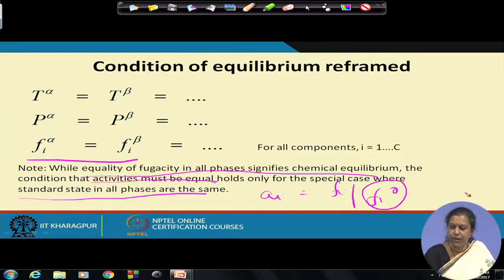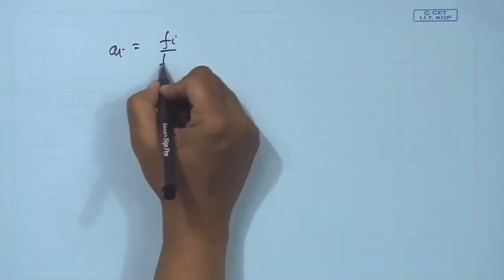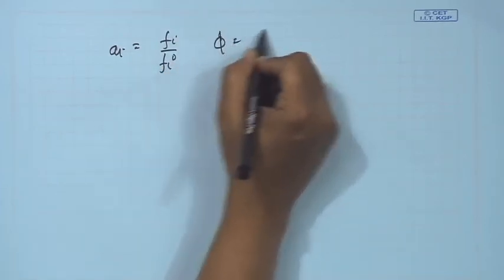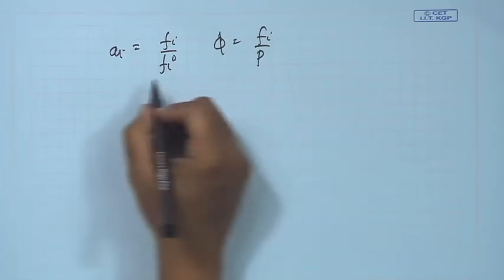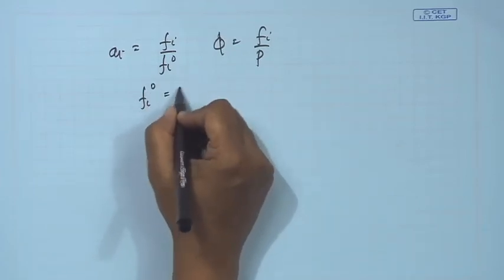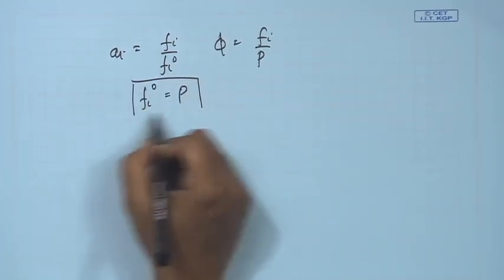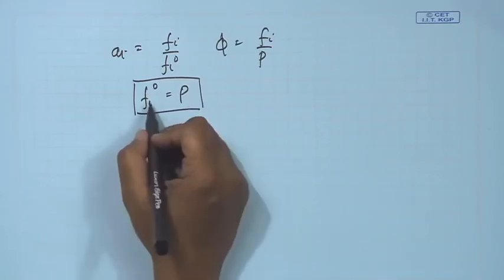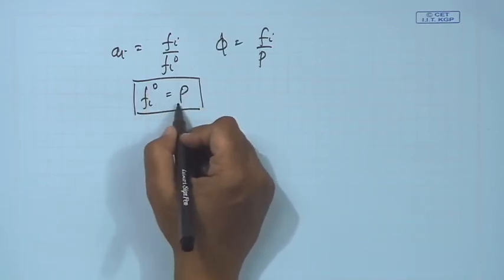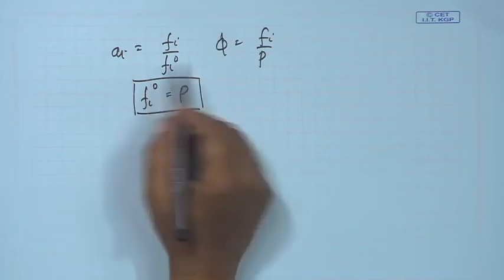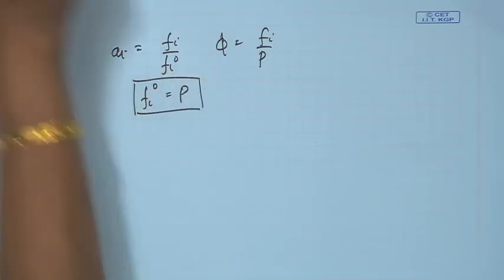In fact, here I would like to pose a question for you: what is the difference between fugacity coefficient and activity, or rather under what conditions will activity and fugacity coefficient be equal? Activity is f_i by f_i 0, phi equals f_i by P. So, it is very evident when f_i 0 equals P, when we define the standard state such that the standard state is the total pressure of the system, under that condition fugacity coefficient and activity are the same.